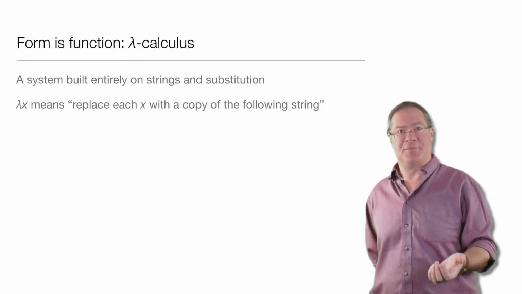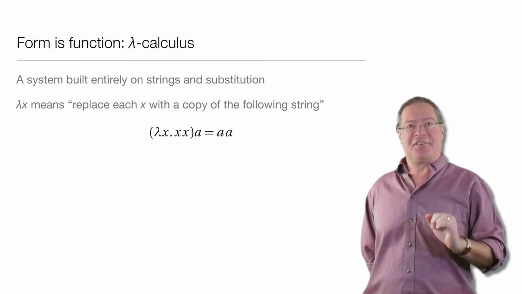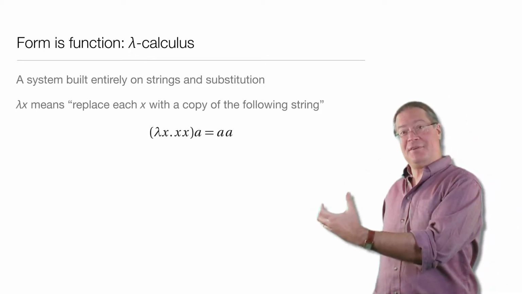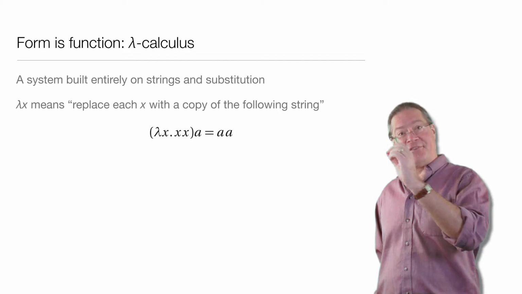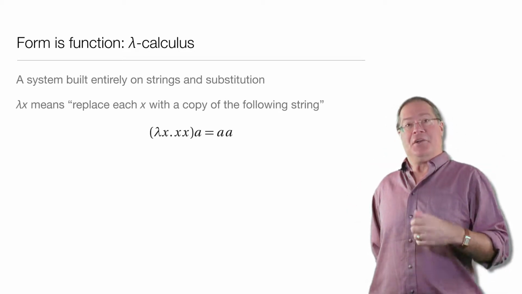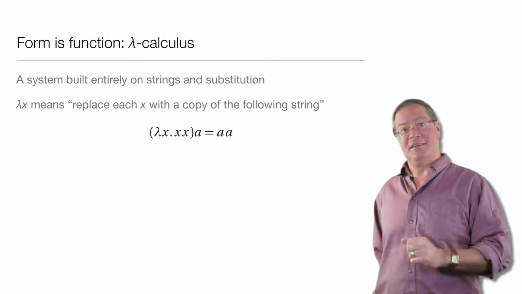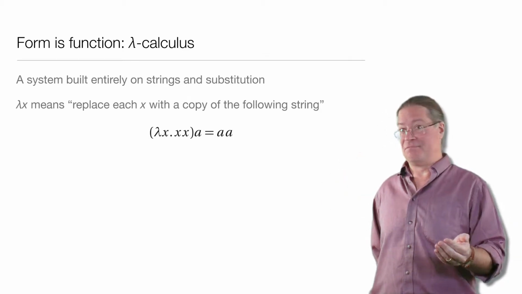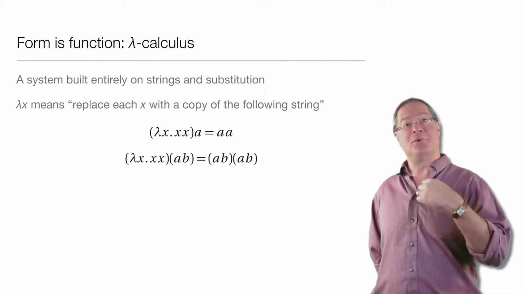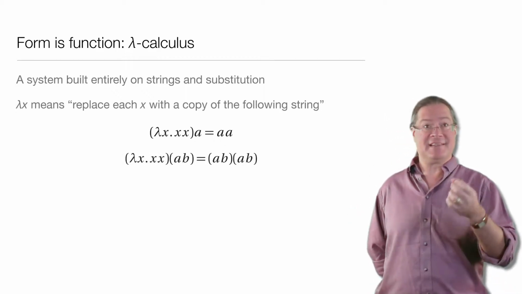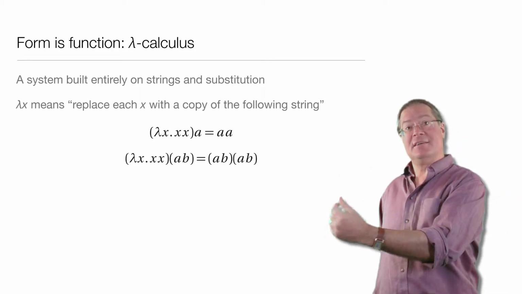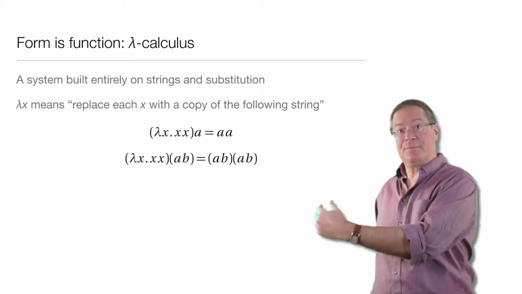So let's give an example. Lambda x dot xx means take the next string you see and make two copies of it. Substitute it for each x in the string xx. So if I put in the string A, it will produce AA. See how that works? We can also apply this to longer strings. So if I take lambda x dot xx and apply it to the string AB, I get the string ABAB.